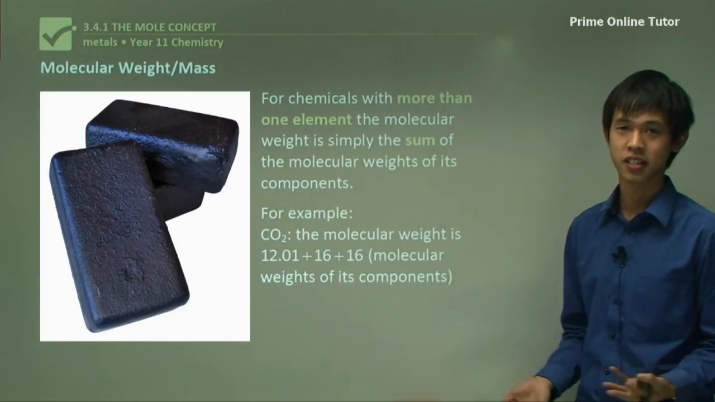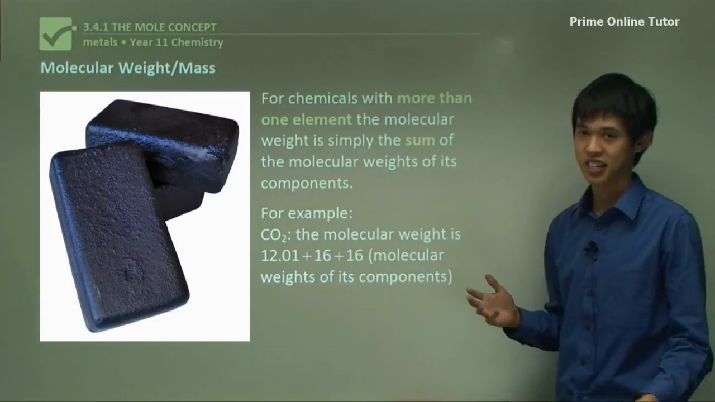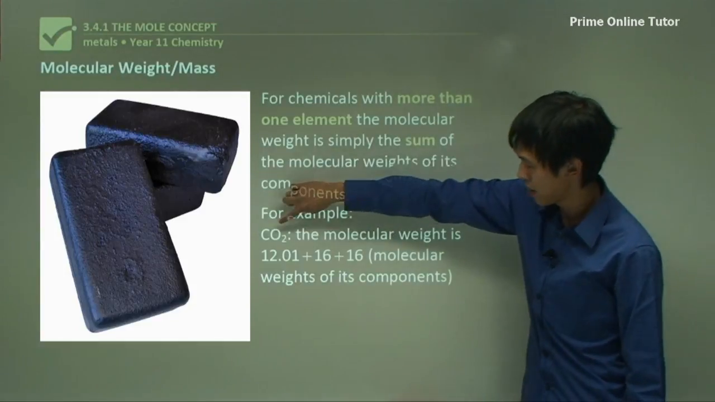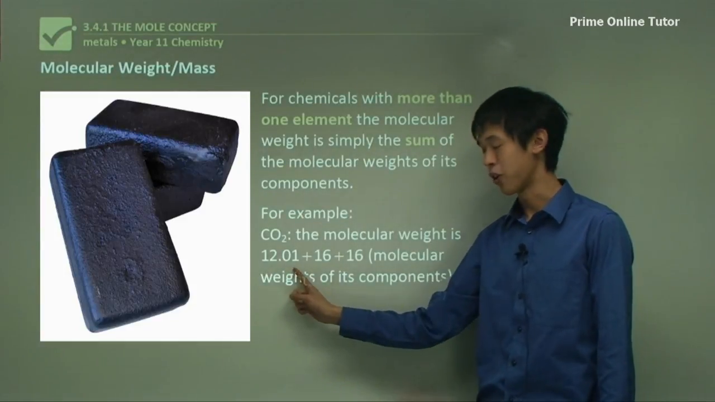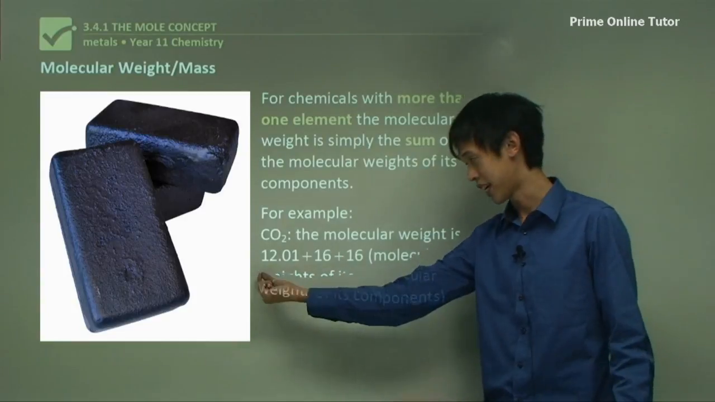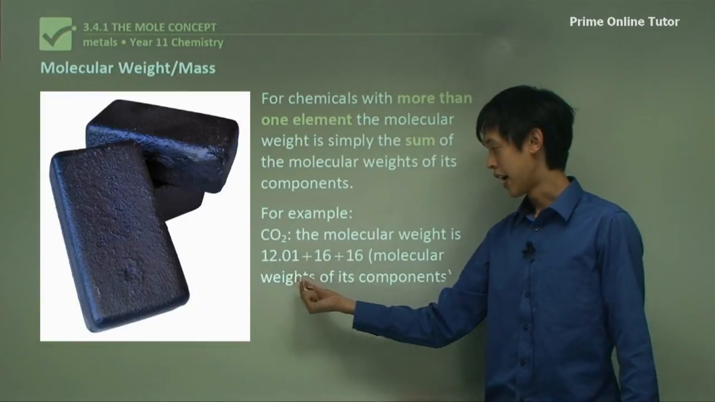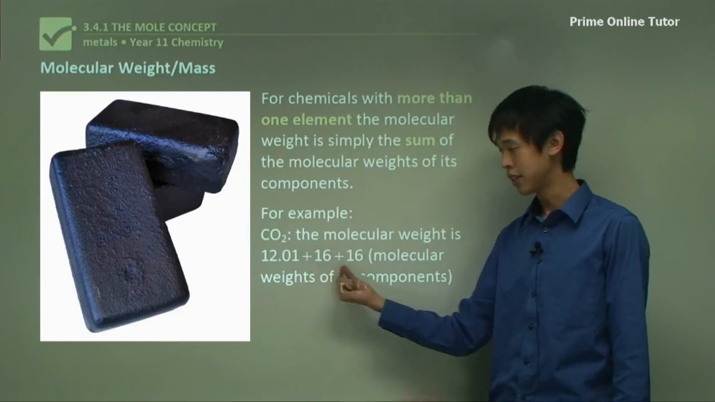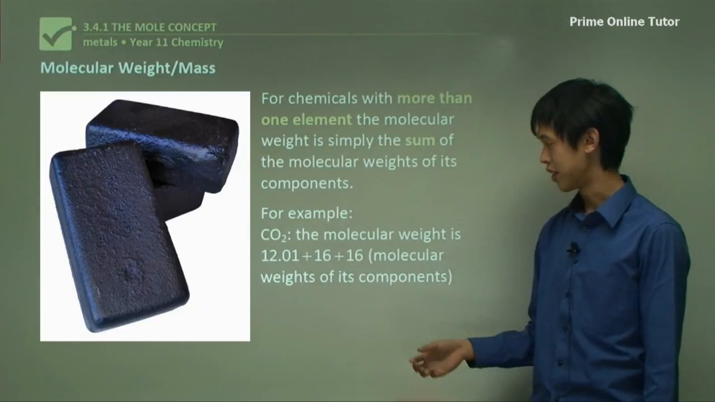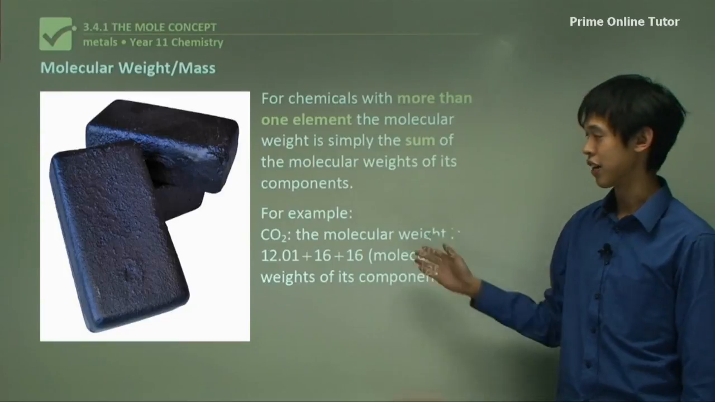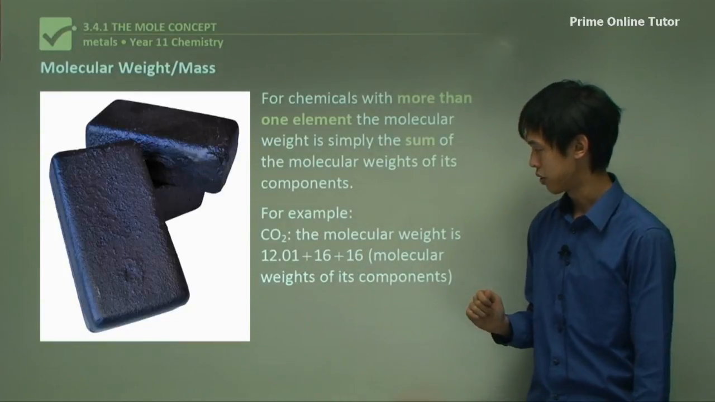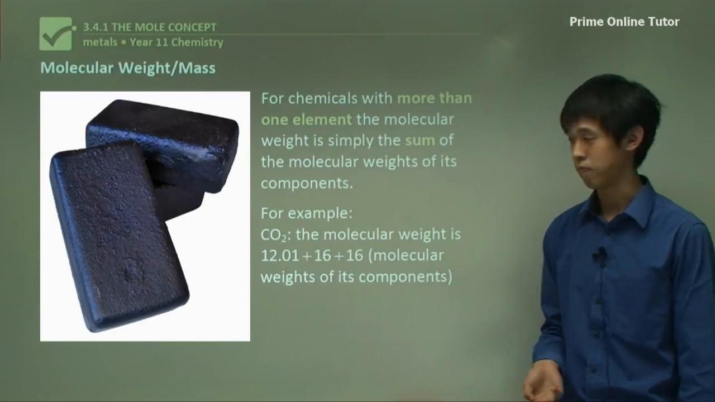CO2, we keep going back to CO2 because it's a nice easy one. So we have one carbon which has the molecular weight of 12.01. So you check your periodic table and that's what it is. And then it has two oxygens, so here's one molecular weight of oxygen and here's another. And so that is the molecular weight of carbon dioxide. 12.01 plus 16 plus 16, which is about 44.01.